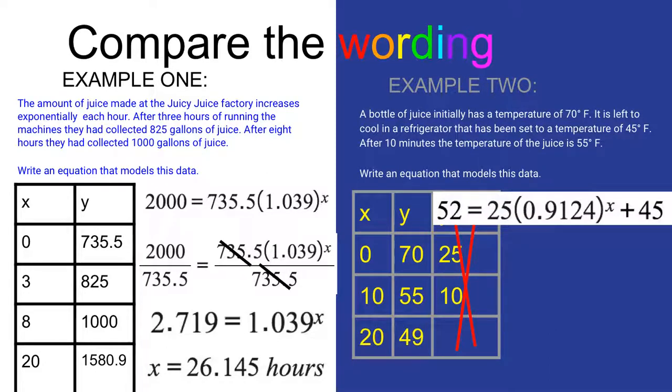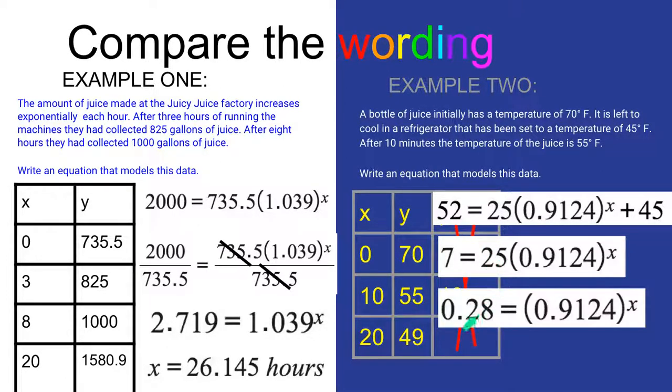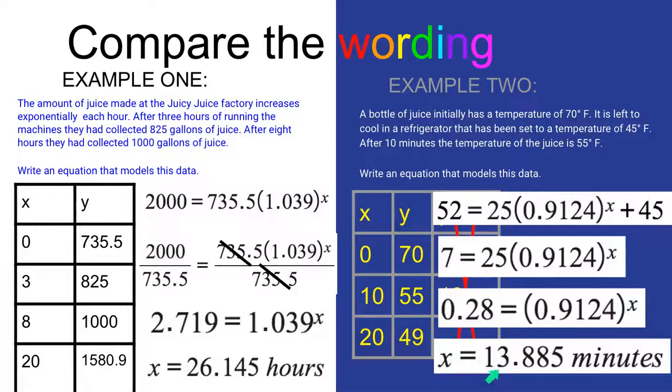The other side is I'm setting the equation equal to 52 because I want my y column to equal 52, and I use all parts of my original equation. So then I subtract the 45, bring that over, that's where the 7 comes from. My next move is to get rid of this 25, so I'm going to divide that off. When I divide off the 25, I get 0.28. Because I have x up in the exponent, just like we did over here, you have to solve for it using logarithms. So I'm going to use logarithms on both sides of this equation, and I'm going to get x equals 13.885 minutes, and that seems to follow the pattern here.